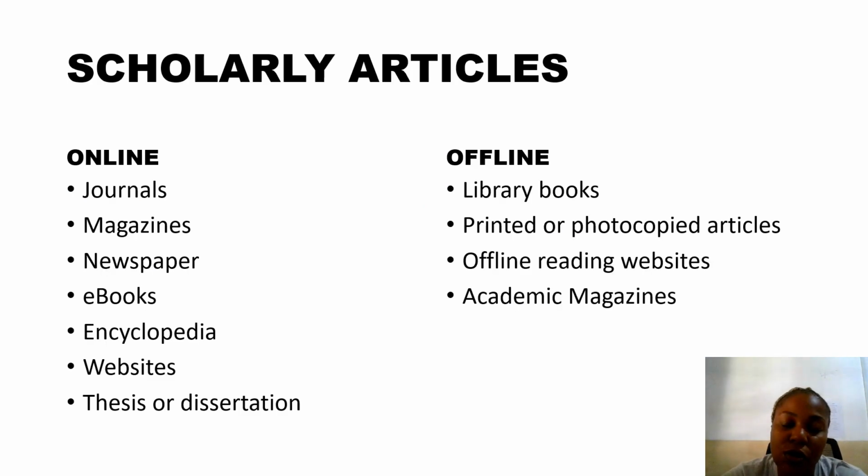So on scholarly articles, you have to remember we have online and offline documents. Online are the ones you can find on the internet when you are connected, for example journal articles, magazines, newspapers, ebooks, encyclopedias, websites, theses and dissertations. Then offline, when you are not connected to the internet, you can still find scholarly articles, especially in the library. So they can be textbooks, library books, printed or photocopied articles, offline reading websites, academic magazines.